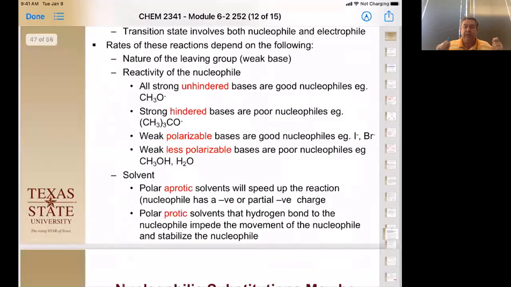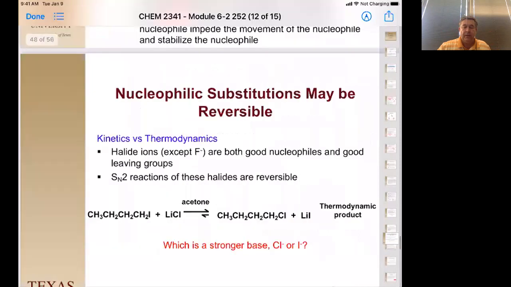So polar aprotic solvents speed up the reaction, okay? And it also makes fluorine the better nucleophile. Polar protic solvents slow down the reaction and encourage iodine and bromine to act as nucleophiles. Okay, questions on that? Okay, all right.